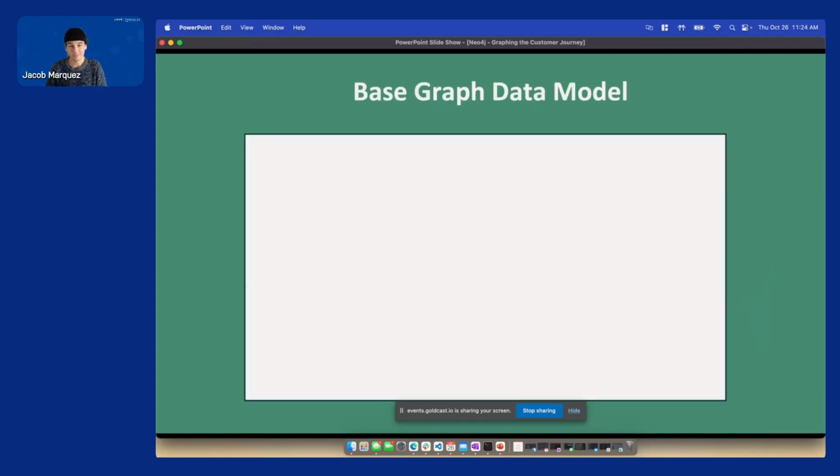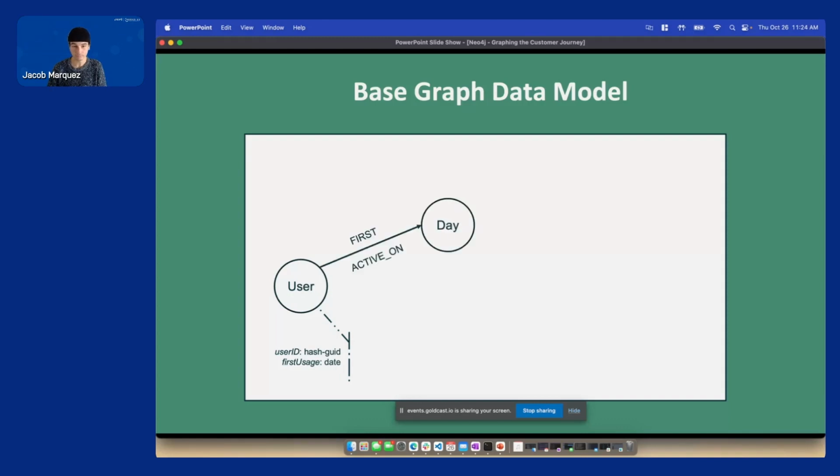All right, so what does this base customer journey graph data model look like? Well, obviously, it starts with the user. The user is going to have some information. Here's a subset of the properties that you could include. A user ID, always important. And then there's a first usage date, which is important because it's a property that can be called quite often. So to have it on the node makes that query just a little bit faster.